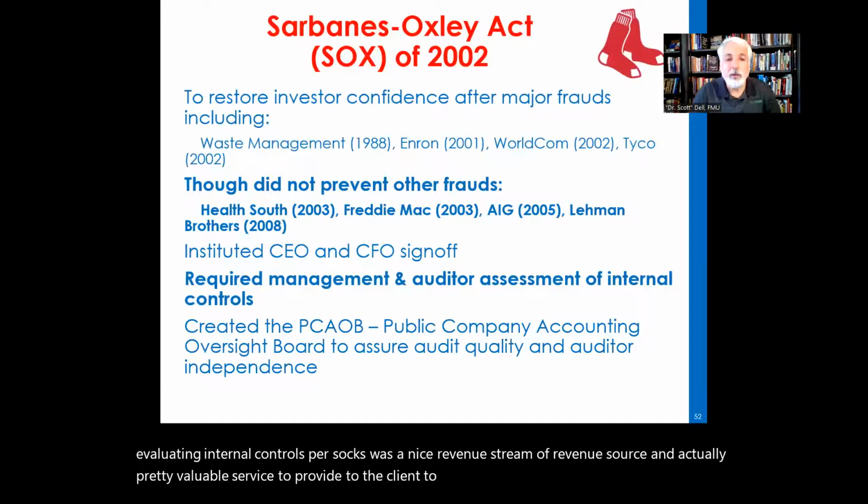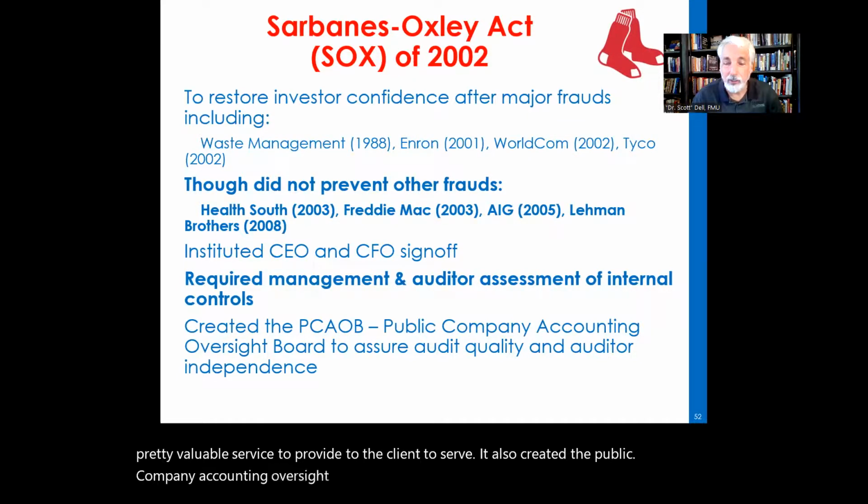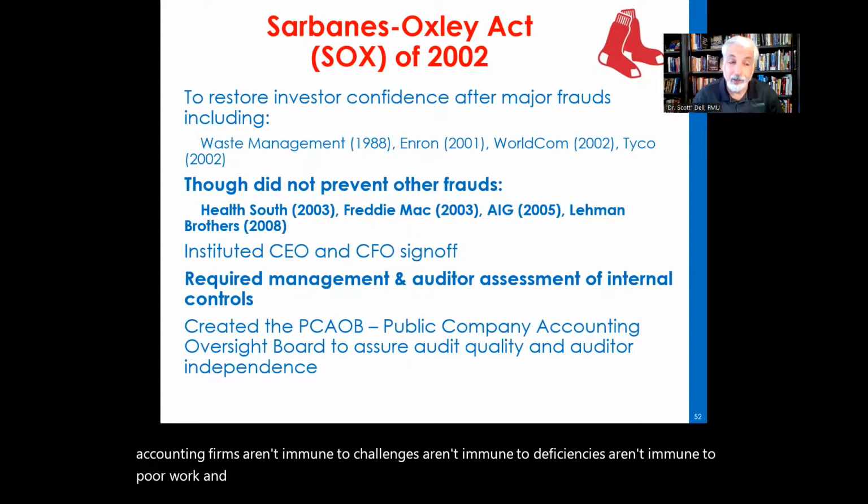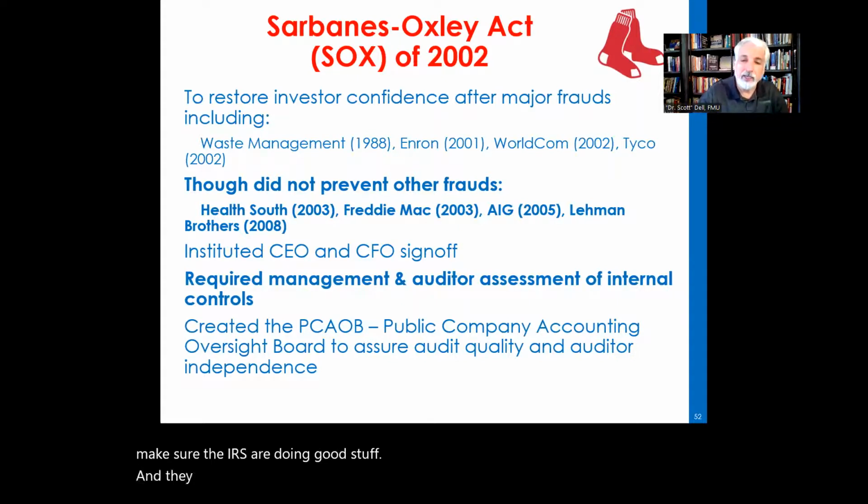It also created the Public Company Accounting Oversight Board, the PCAOB, which oversees auditing firms. The accounting firms aren't immune to challenges, aren't immune to deficiencies, aren't immune to poor work. And they come in and say, well, we're going to check out the work of the auditors to make sure the auditors are doing good stuff. And they also want to validate auditor independence as that goes.